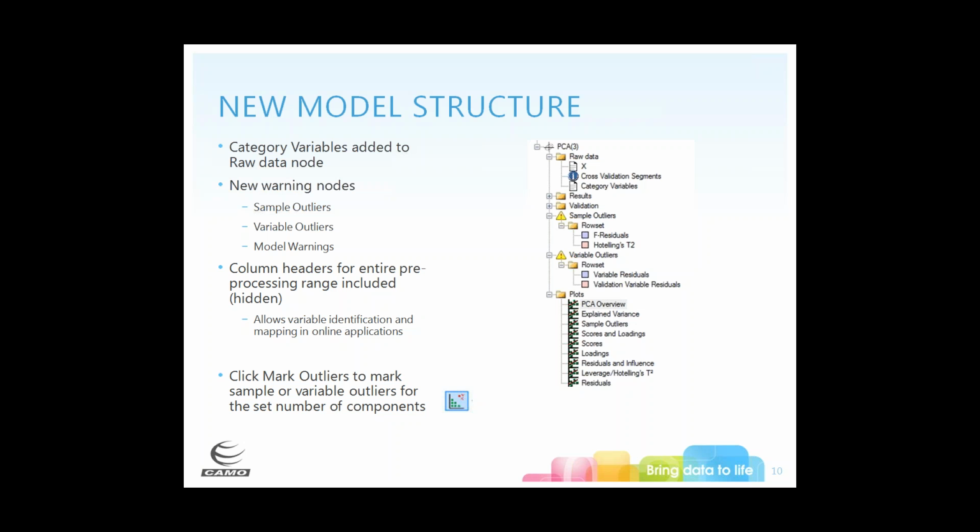You see also an example here where you have sample outliers and variable outliers because those tests were checked in the outliers pane. And these replace the old outlier warnings and outlier list nodes that were part of 10.3 and earlier.